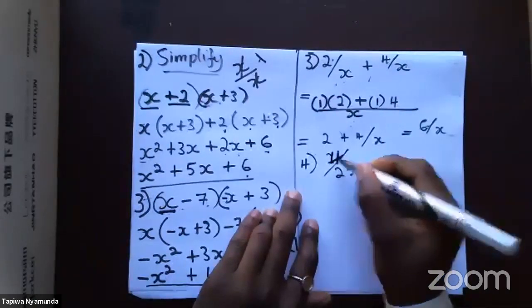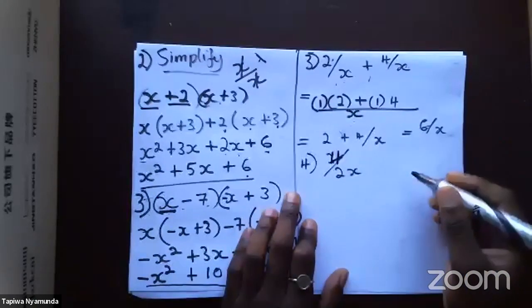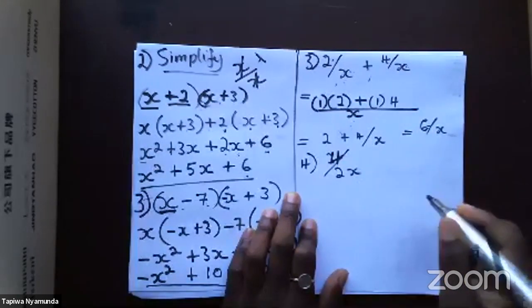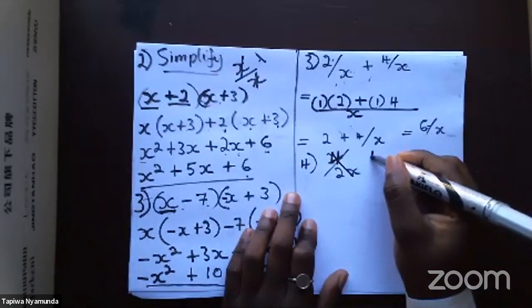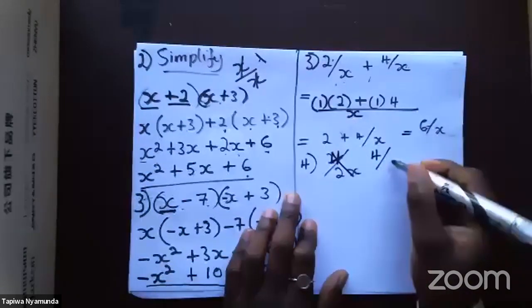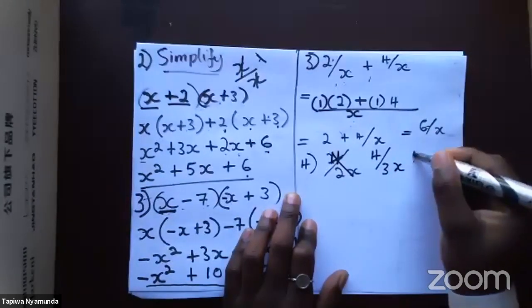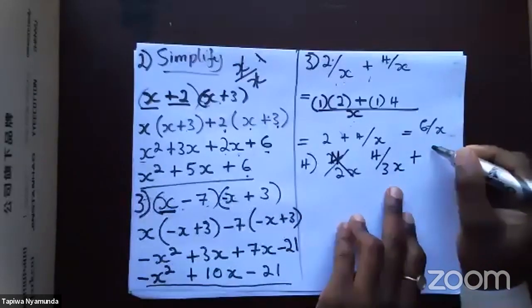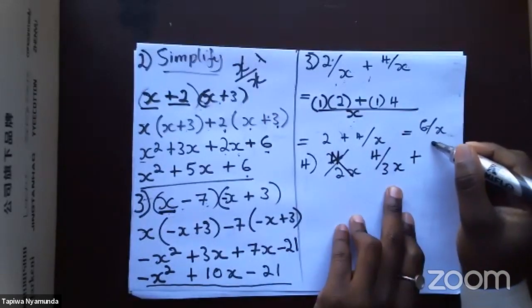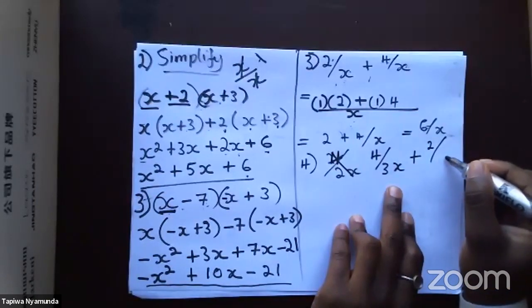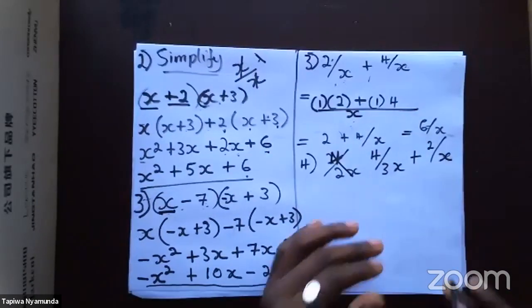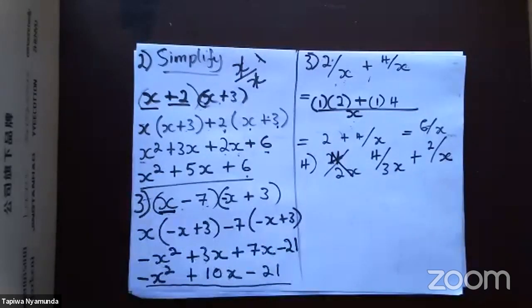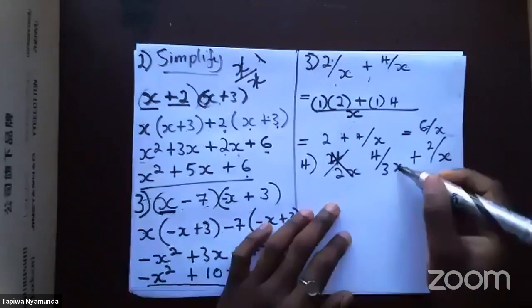Okay, so I have a 4 there. This is a 4, guys. Okay, let me just cancel it. I have 4 divided by 3x, plus, I want to add with what? I'm going to add with a 2 over x, like this. So let's say you are being asked to simplify a situation like this.